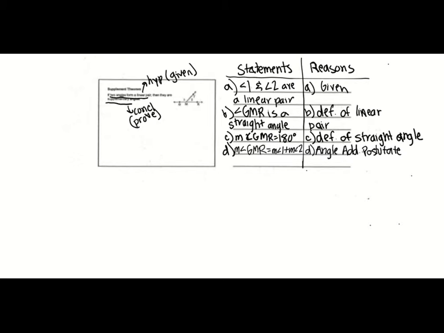Now that I have angle 1 and angle 2 back into my equation, I know that the measure of angle 1 plus the measure of angle 2 equals 180 degrees because GMR equaled 180 degrees. And I can say that because I substituted in angle 1 and angle 2 for GMR. Finally, if I know angle 1 plus angle 2 equals 180, I can get to my conclusion. Angle 1 and angle 2 are supplementary.